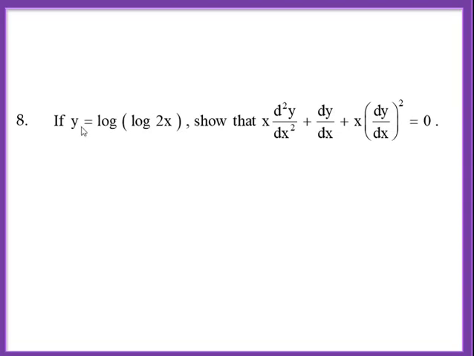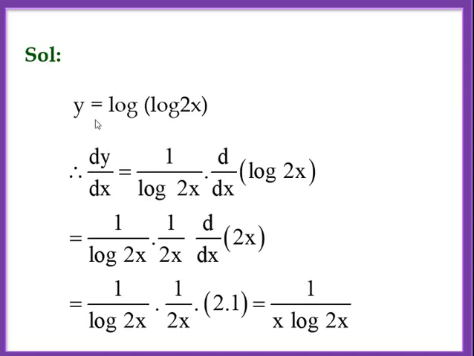Now the next one. If y equal to log of log 2x, show that x y2 plus y1 plus x y square, rather y1 square, equal to what? 0. Okay. y equal to log of log 2x, differentiate. So dy/dx is 1 upon log 2x into the derivative of log 2x. What is the derivative of log 2x? 1 upon 2x into the derivative of 2x, which is 2. This gives me dy/dx as what? 1 upon x log 2x.